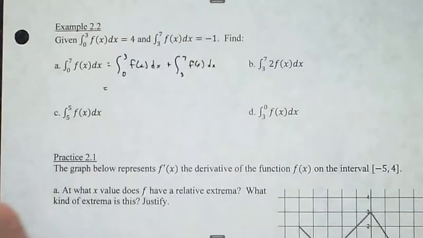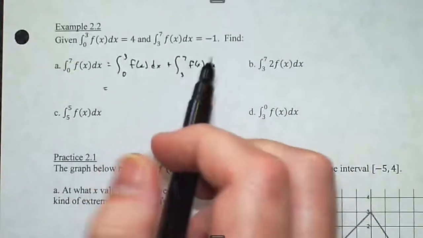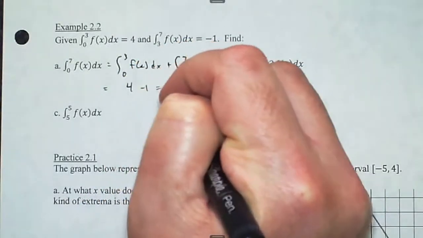So I guess I could have called it one more property, but I kind of feel like too many properties at once gets a little awful. But yeah, I think your intuition serves you well here. So 4, and then that's a negative 1, so the answer must be 3.